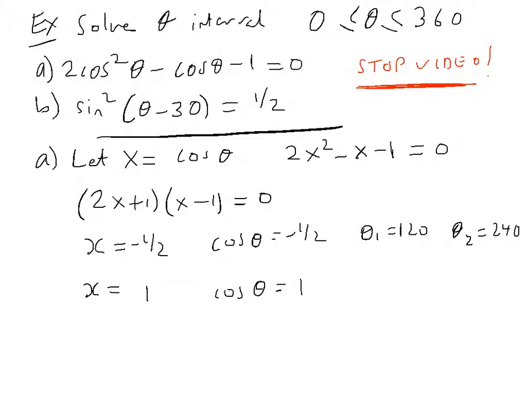And then for cos theta equals 1, we can see from the cos graph straight away that we should get theta 3 equals 0, or theta 4 equals 360. So we have 4 solutions there. 1, 2, 3, and 4.